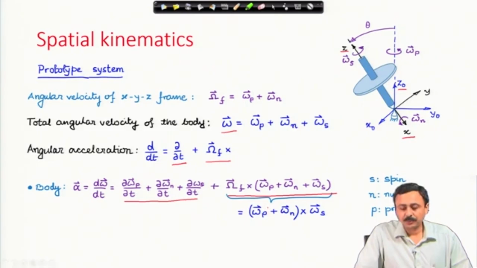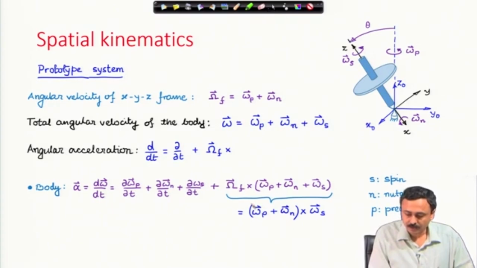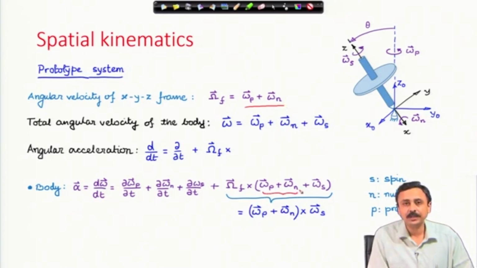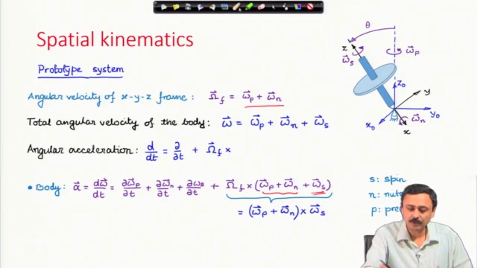Now, because of the frame rotation, what I have here is omega f is omega p plus omega n, and in the total angular velocity vector as well you have this omega p plus omega n. Therefore, the cross product of these two will be 0. Therefore, the only thing that remains is the cross product of omega p plus omega n with omega s. Therefore, omega f cross omega s, that is the contribution from the frame rotation term.